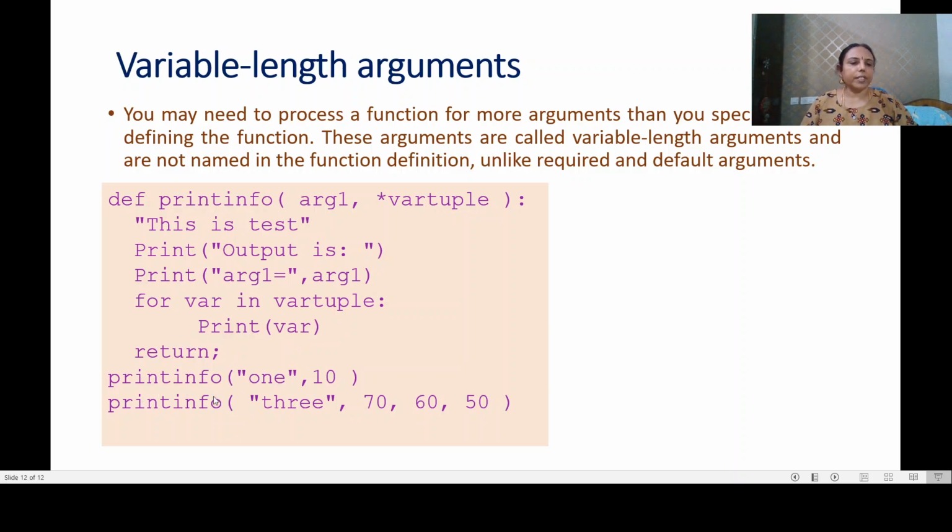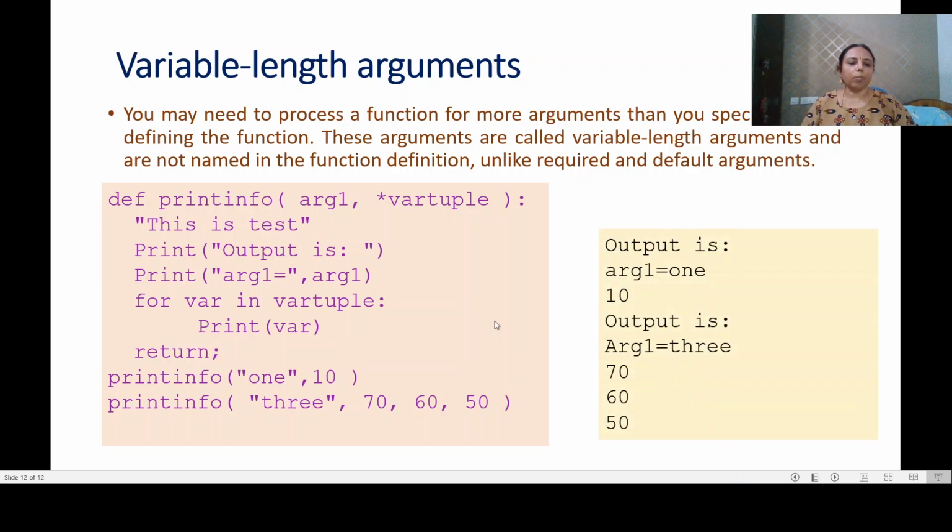So the first call, I am making by passing arg1 as 1 and I am passing only one variable, that is 10. Now look at the second call. The second call to the function is print info. I am passing arg1 as 3 and I am passing 3 values. So all the 3 values will get printed. As you can see, the advantage of variable length arguments is you can call the function with any number of arguments. So that is the idea.